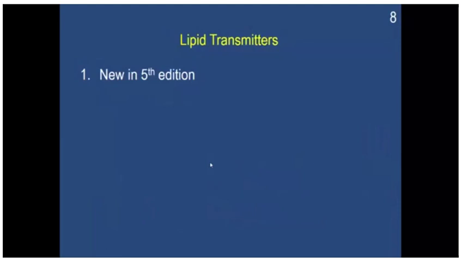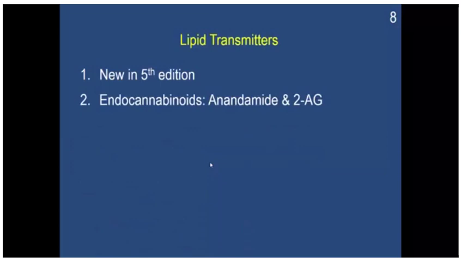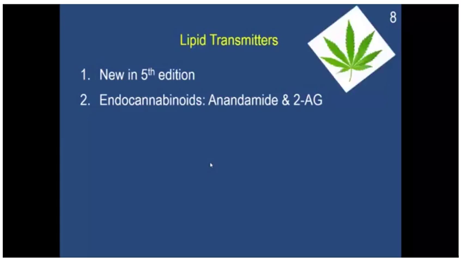As I mentioned, you can be using either the 4th or 5th edition of the textbook. This is new in the 5th edition, so all of you who have the 4th edition, please pay attention. There is a new class of neurotransmitters, and those are lipid transmitters. Those include endocannabinoids. Does anyone have an idea of what that is? Endocannabinoid, what do you see in that word? Maybe you see the word cannabis, and that is an accurate statement.